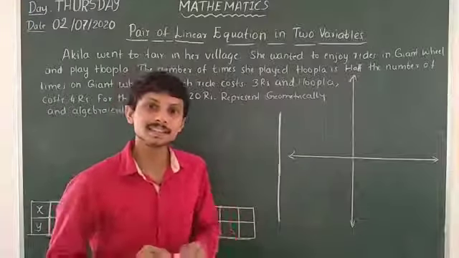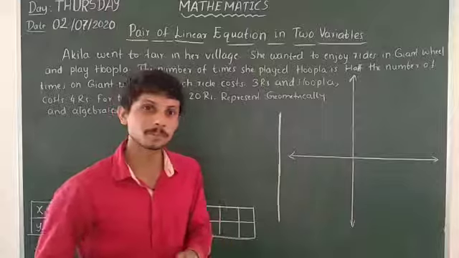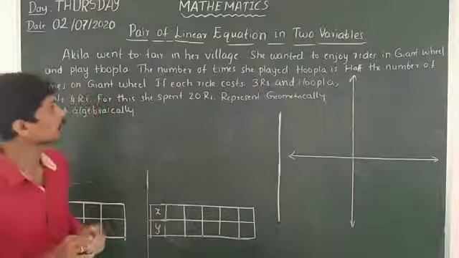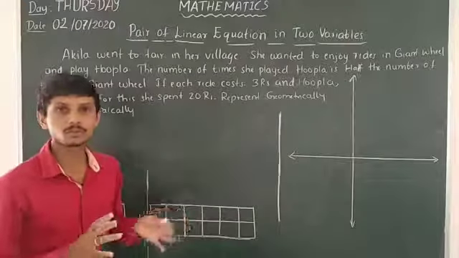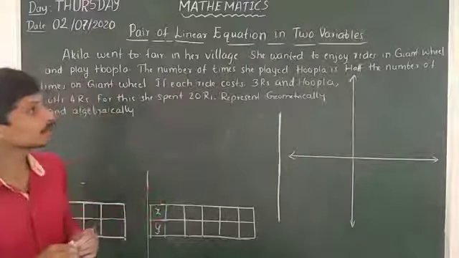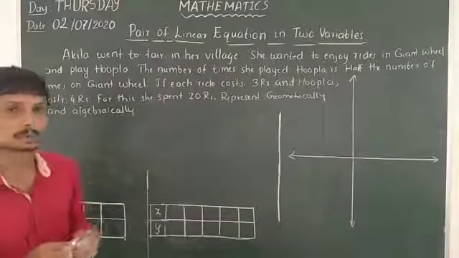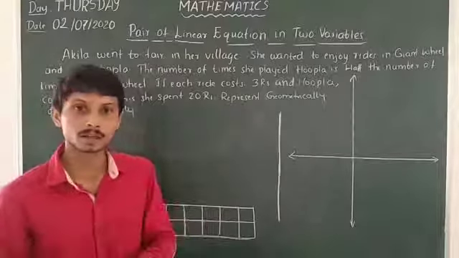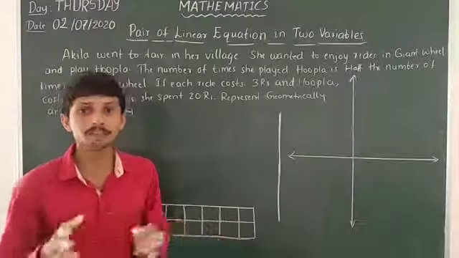So we have to go to the next problem. The next problem tells us that Akila went to a fair in her village. She wanted to enjoy rides on the giant wheel and play hoopla. In fact, there was a giant wheel and hoopla, so she wanted to play both.